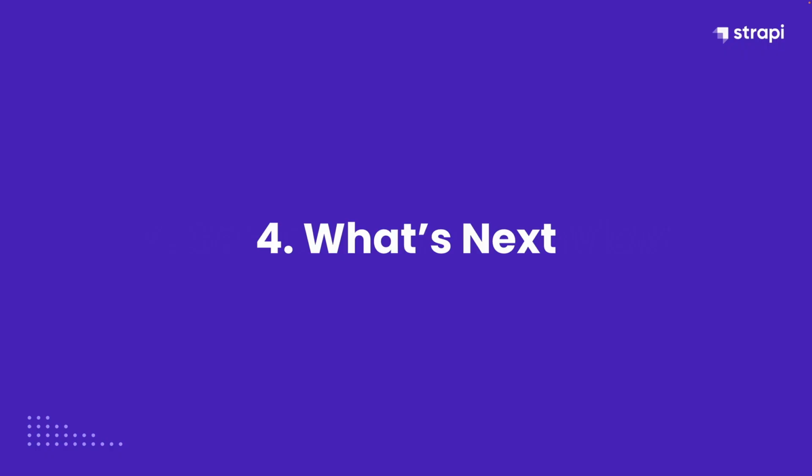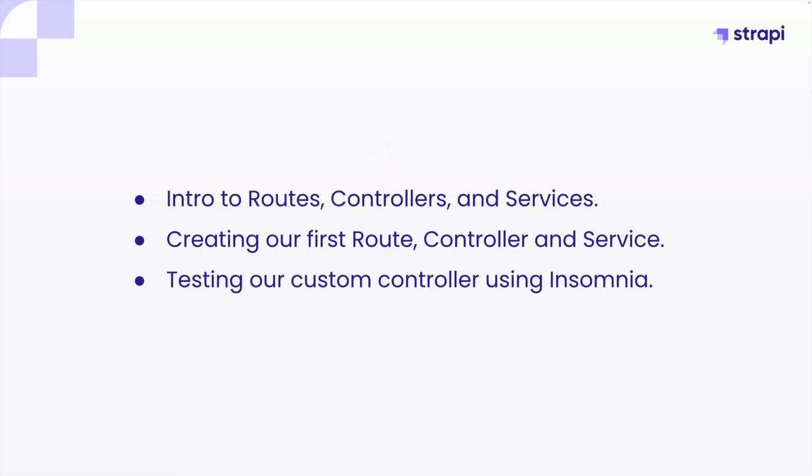In the next video, we're going to talk about routes, controllers, and services and take a big picture overview of what they are. Then we're going to create our own first route, our first controller and service, and then we're going to test it out using Insomnia. And the pattern that we use to create our first initial route is going to be the same pattern that will allow us to do the rest of them.